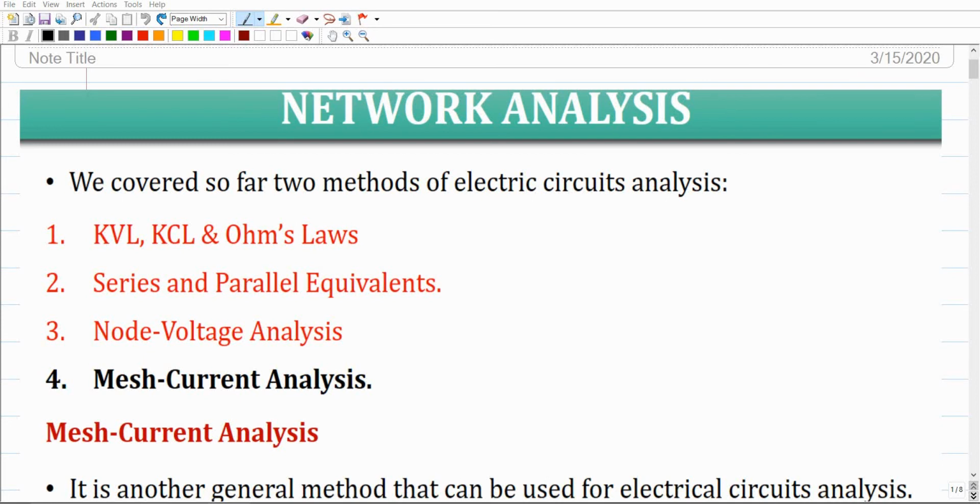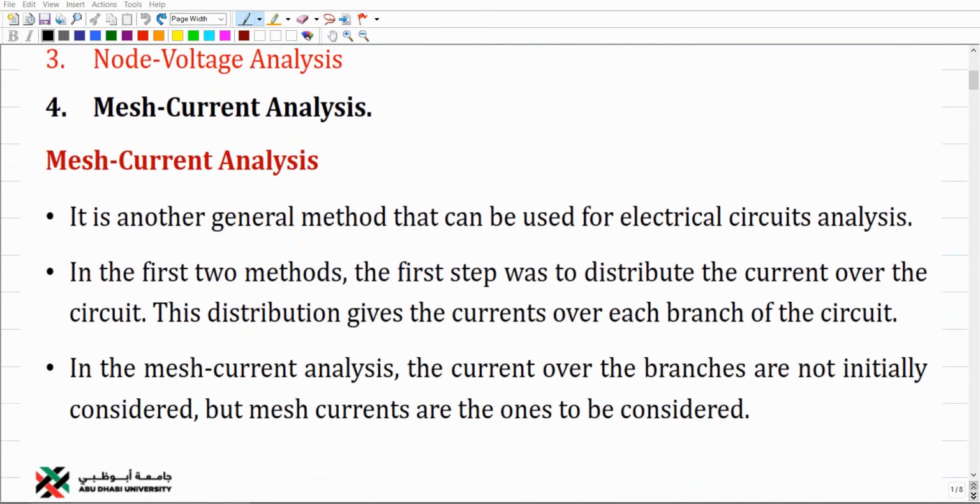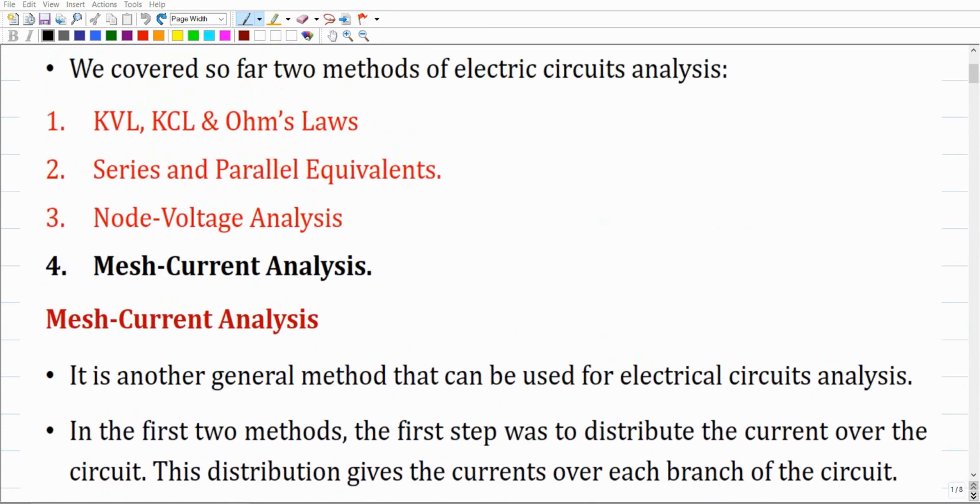So the mesh current analysis method is a very simple method actually. It is another general approach that can be used for electrical circuit analysis. As we mentioned before, the Kirchhoff voltage law, Kirchhoff current law, and Ohm's law are the main three laws that we have to use to do analysis for an electrical circuit. The other methods have been derived based on the Kirchhoff current law, voltage law and Ohm's law, and this is what we discussed for all of these methods before.